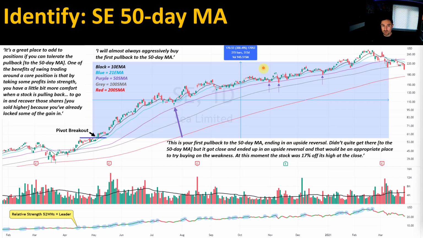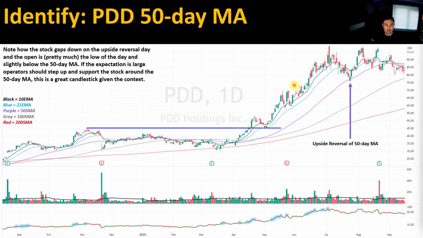Then where does it get support? On the 50, on the 50, on the 50, albeit these are not upside reversal bars. But we'll talk about that, because Charles will sometimes try and buy a stock as it pulls back into key moving averages such as the 50 and not wait for the upside reversal, but we'll get onto that.